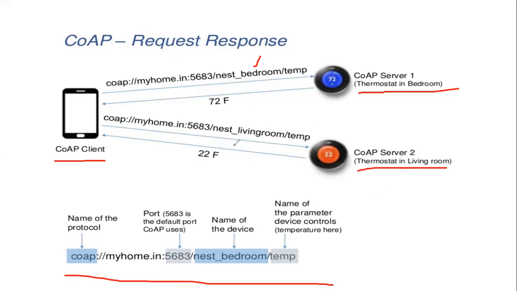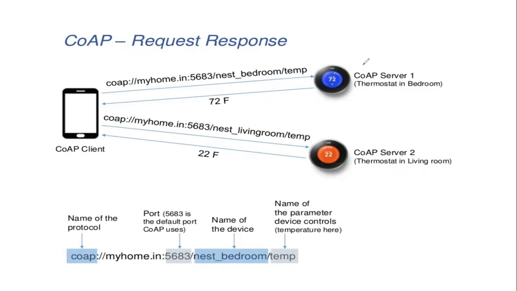So for this, here the name of the device will be changed. So this device is named nest underscore bedroom. This is nest underscore living room. And the whole next format is the same. So this is one example to show the request response.